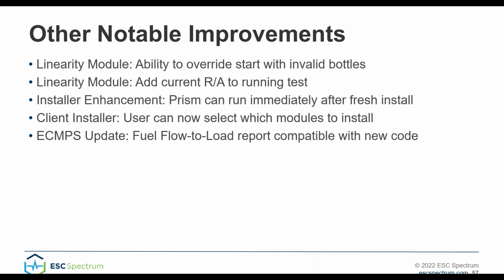In the client installer, the user can now select which modules, if any, you want to install besides the base Prism application. So that's now available. Those are toggle switches, I believe, and you can just select all of them if you want, or whichever modules you want in that one bundled client installer that we ship.